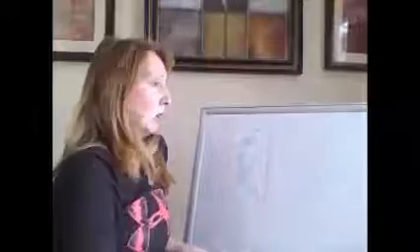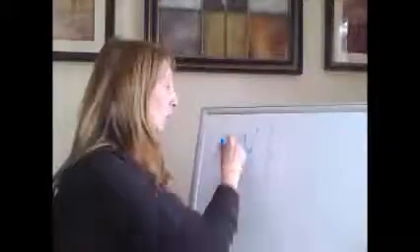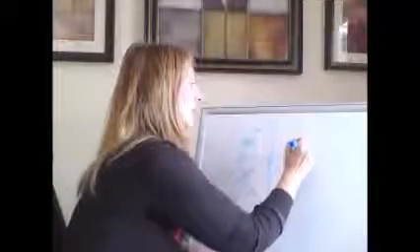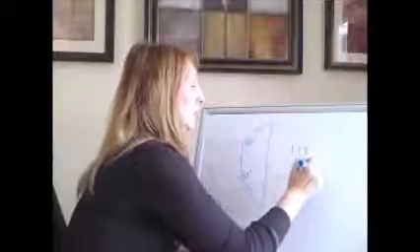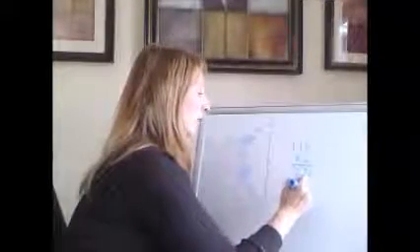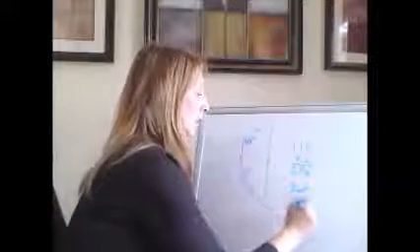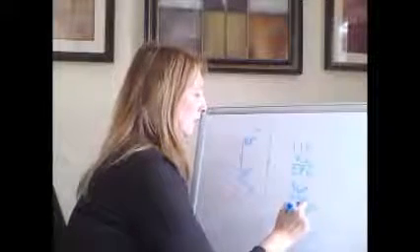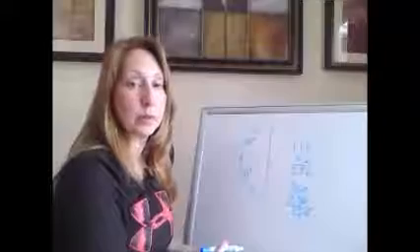Since this is a quadrilateral, it has to have a total interior sum of 360 degrees. So if I take 118 times 2, I get 236. If I subtract that from 360, I get 124. That means that each of these is going to be half of 124, which will be 62.